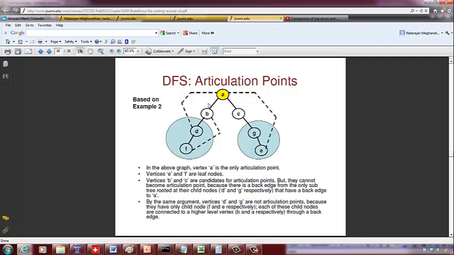Again, if you remove B, these two guys will still be connected to the rest of the vertices. Now in the same thing, G is not an articulation point because E is connected to A. Similarly, C is not an articulation point because this subtree is connected to A. So in this graph, only A is an articulation point.